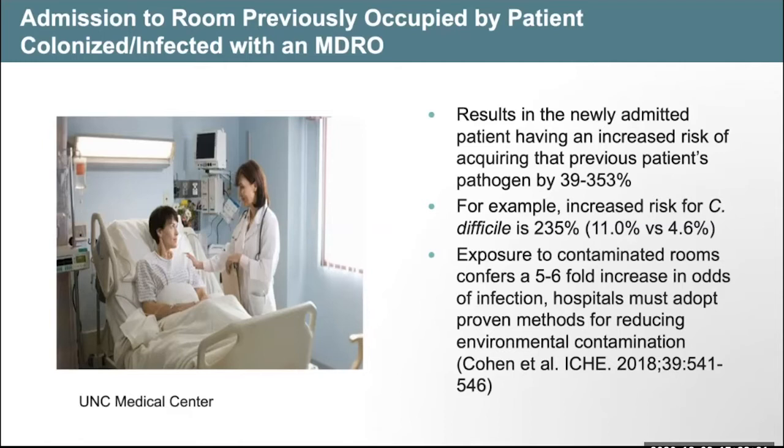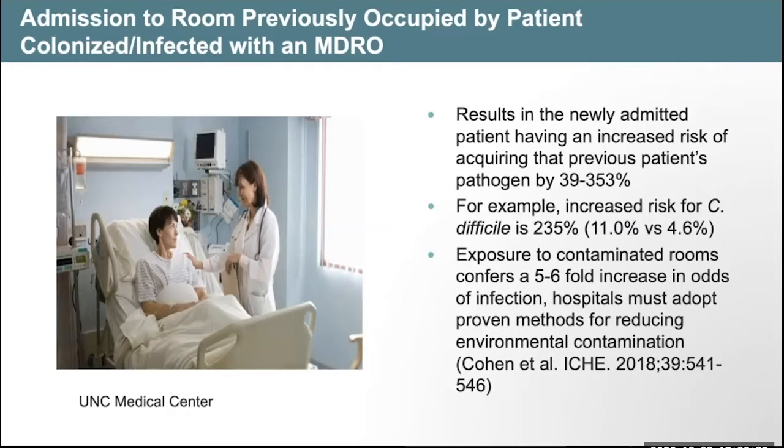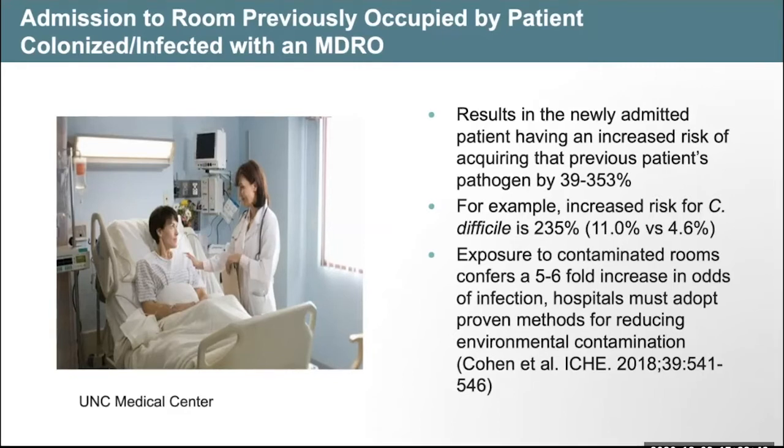So if you're unlucky enough to get admitted to a room where the previous patient had MRSA, VRE, Acinetobacter, C. difficile, depending on your study, your risk of acquiring that as colonizer infection is anywhere from 40 to 350% higher compared to going into a room where the previous patient didn't have one of these pathogens. So you can see the risk for C. difficile in one study was more than double. And then if you're colonized, you have an increase of infection.